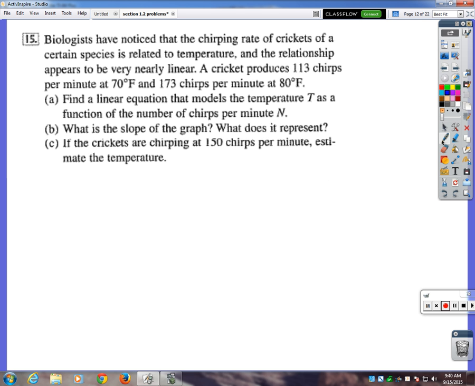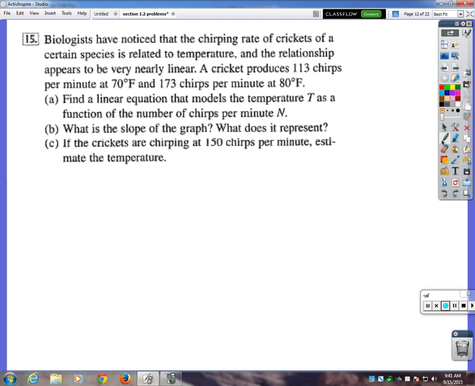Biologists have noticed that the chirping rate of crickets of a certain species is related to temperature. This is a true story, by the way. So you can estimate the temperature by counting the number of chirps that crickets make per minute. That's really cool. And the relationship appears to be very nearly linear. A cricket produces 113 chirps per minute at 70 degrees Fahrenheit and 173 chirps per minute at 80 degrees Fahrenheit.